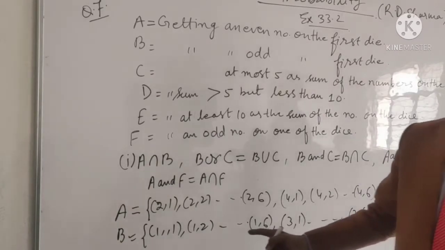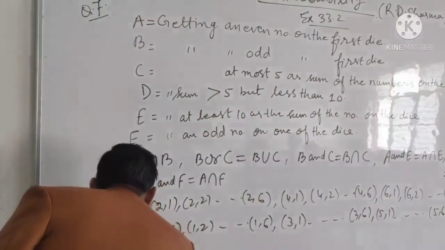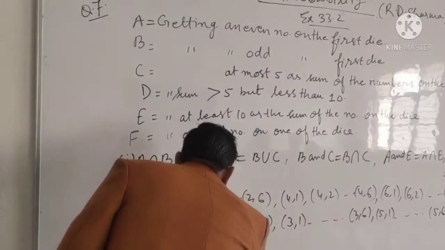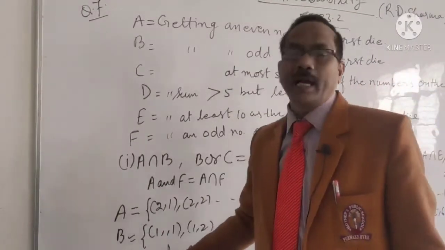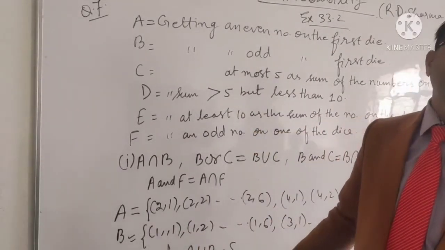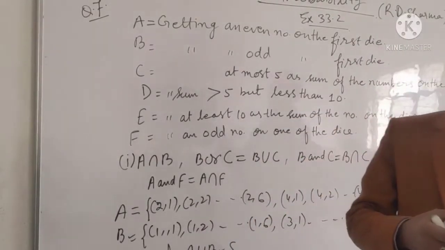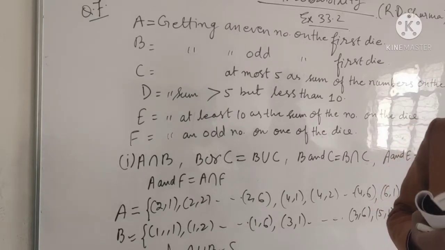Now, as you are observing, no element is common in A and B. So we can say A intersection B equals the null set, and A union B equals S, the total sample space. Therefore, A and B are mutually exclusive and exhaustive. This is the condition of mutually exclusive and exhaustive. So the B part is correct, it is true. And A and B are mutually exclusive, so yes. A and C are mutually exclusive?